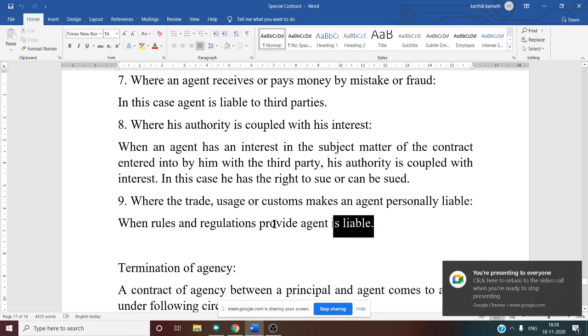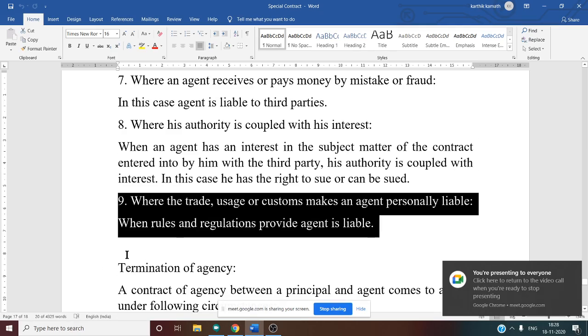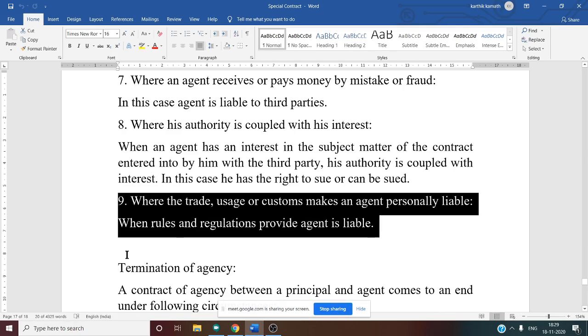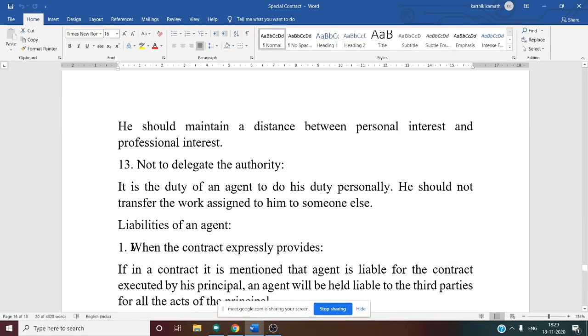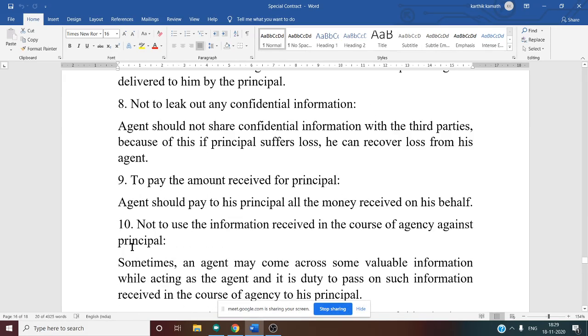Now point number 9, if you see: where trade usage or custom makes an agent personally liable. Trade usage or custom means if there are no rules and regulations, there will be some traditional way of doing things, isn't it? So it is one kind of rule. When such rules provide for it, in that case the agent is liable. So that is about point number 9. There are 9 points given for liabilities of an agent.